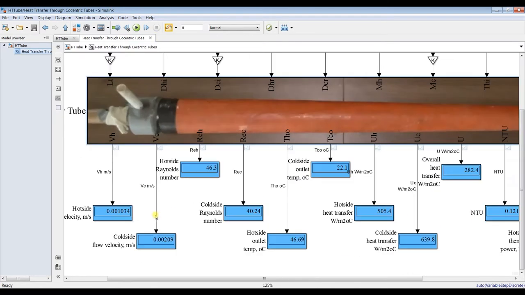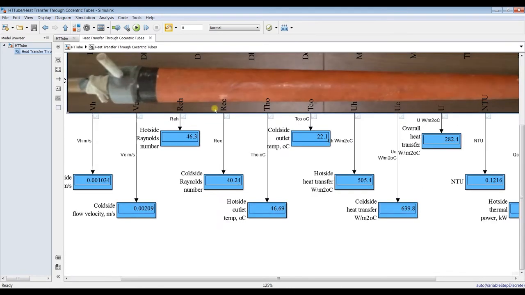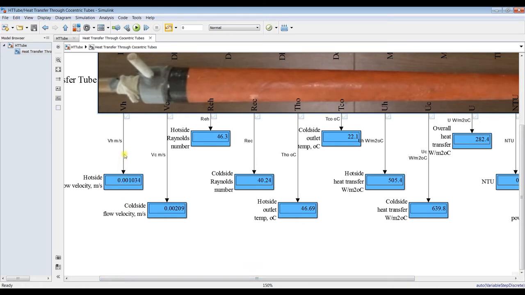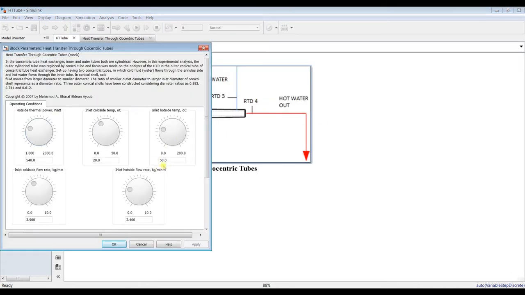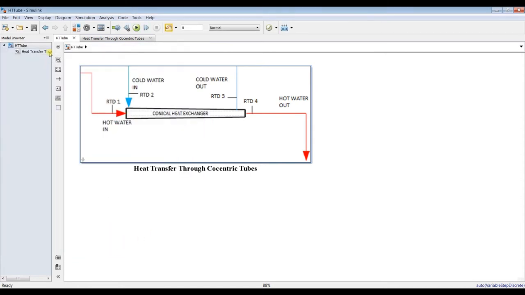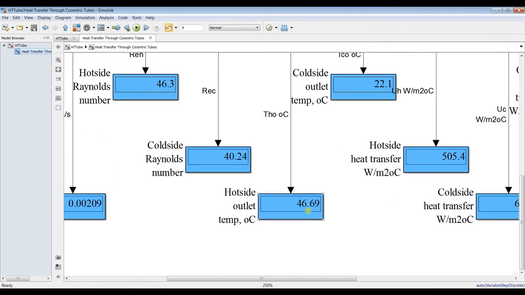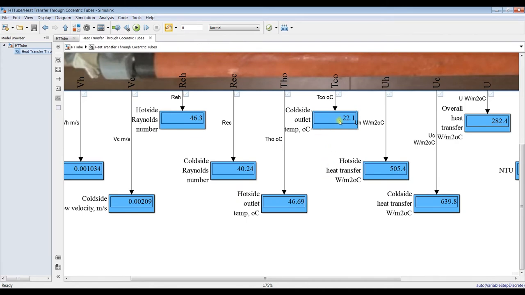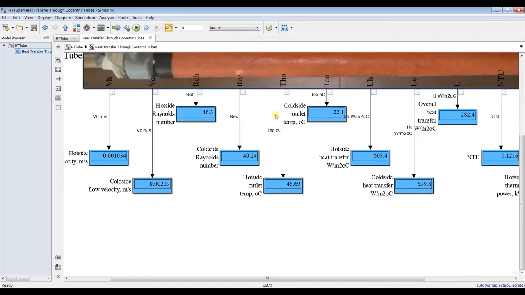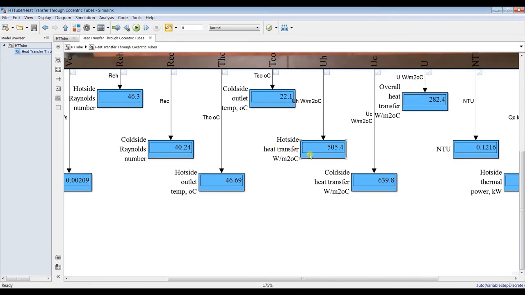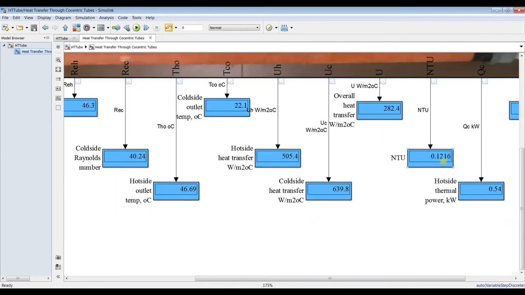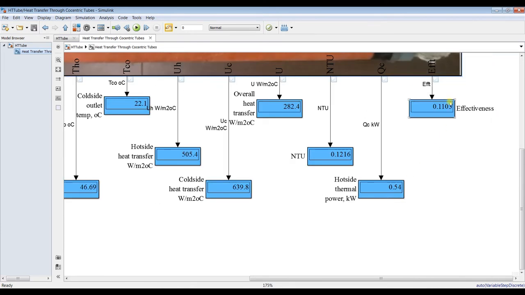Let's discover some outputs. I'll emphasize here. Okay, for cold side, this is velocity for hot, velocity for cold, Reynolds numbers for cold and hot, and hot side outlet temperatures. This is because we have assigned temperature for hot side at 50 degrees Celsius and cold side is 20 degrees Celsius. So we have 46 degrees outlet for hot, and we have 22 outlet for cooling, because the length of the tube is not large. You can change the length if you would like. Heat transfer coefficient for hot side, heat transfer coefficient for cold side, this is your total heat transfer coefficient, number of transfer units, hot side thermal power, and your effectiveness.